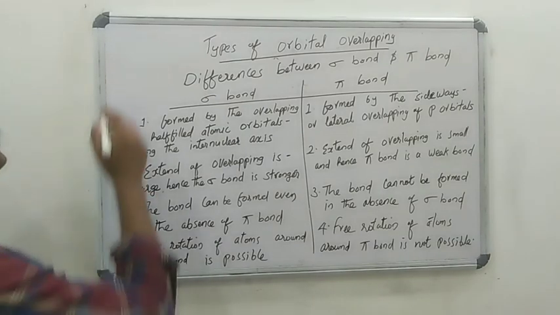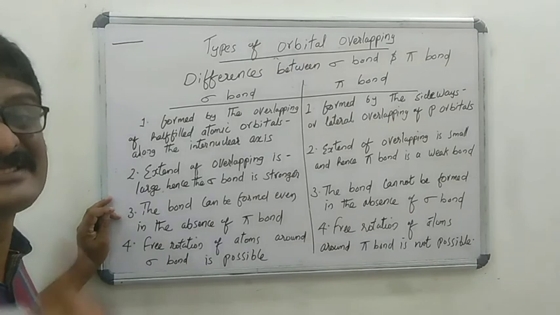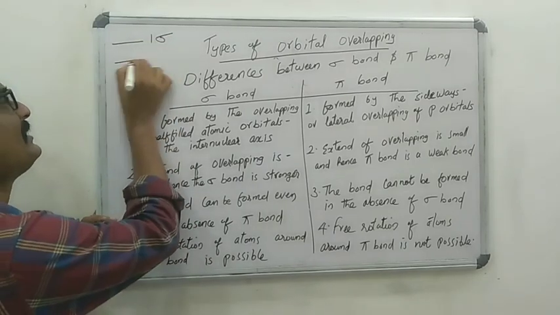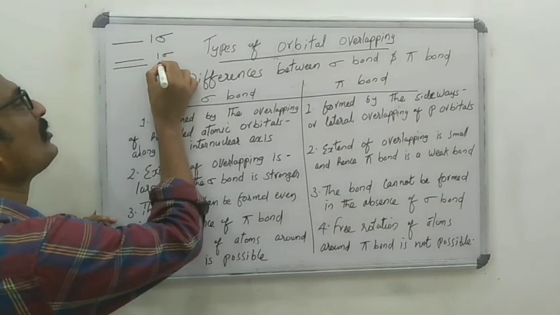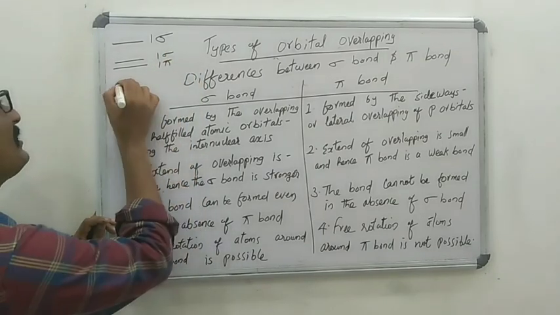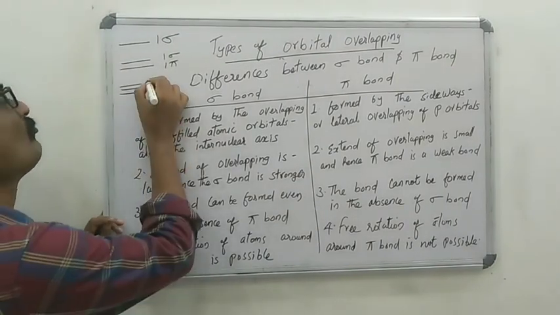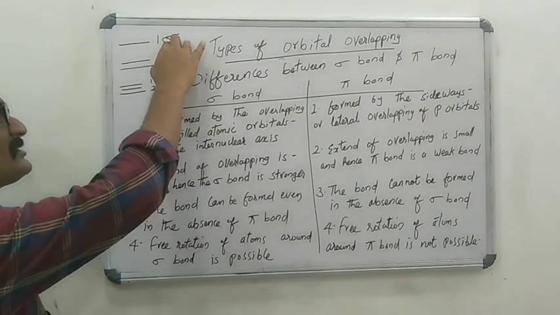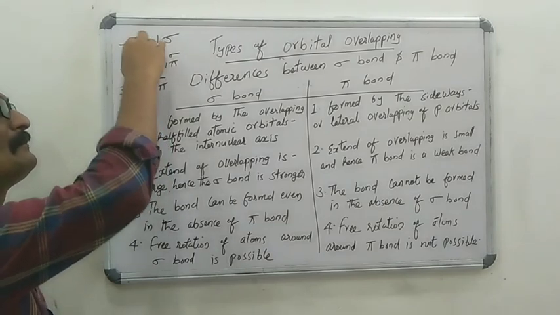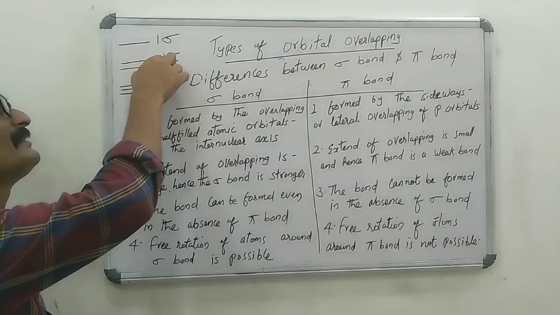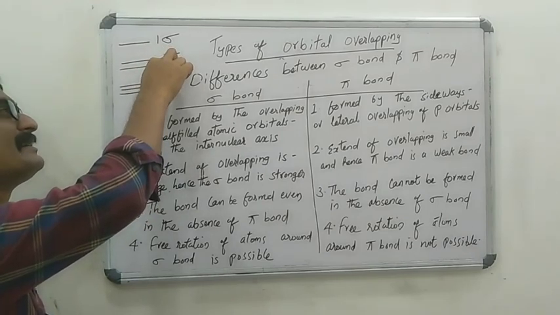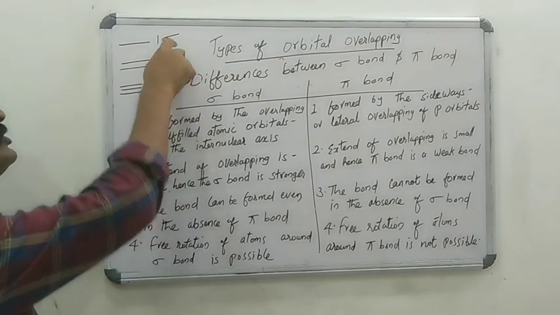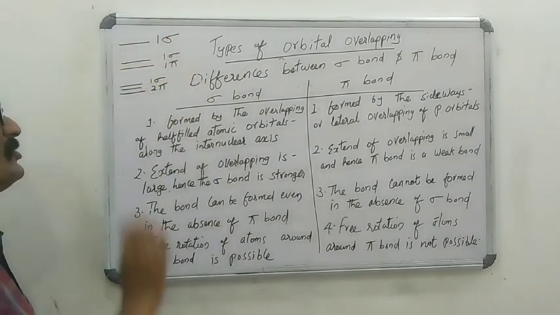Please listen. The single bond consists of only one sigma bond. Single bond means one sigma bond. But a double bond consists of one sigma bond and one pi bond. But triple bond consists of one sigma bond and two pi bonds. The sigma bond can be present alone, but pi bond is formed only in the presence of sigma bond.